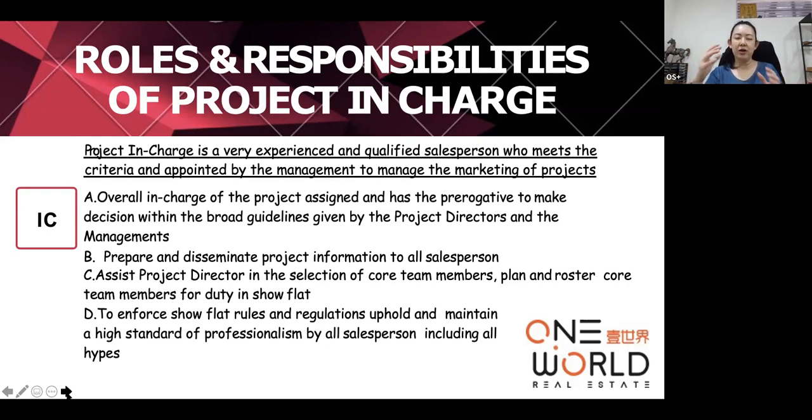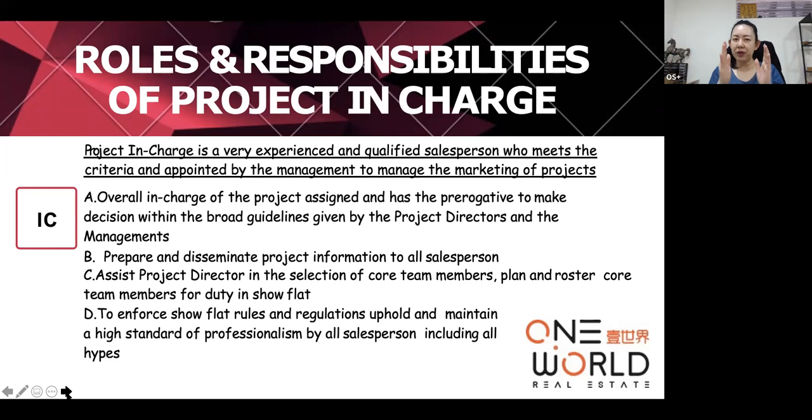They have the knowledge and skill to assist the project director in selecting a core team, who will be the best people for this project, and come up with the plan and the duty roster, deciding which agents need to go for the roadshow or the sales gallery duty. They also enforce the show gallery rules and regulations, and uphold and maintain a high standard of professionalism among all the salespeople, including all the co-broke agents and all the people who work together. Why is the project IC very important?